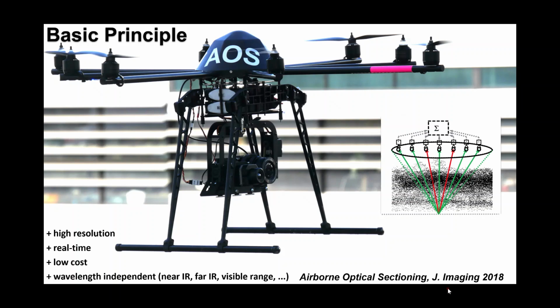And most importantly, it's independent of wavelength. So we can apply the same principle to near infrared, which is important for agriculture applications. We can apply it to far infrared, which is important for detecting and tracking living targets such as people or animals. And we can also apply it in the visible range, which has applications in agriculture, in archaeology, for example, or also, as you have seen before, in people tracking.